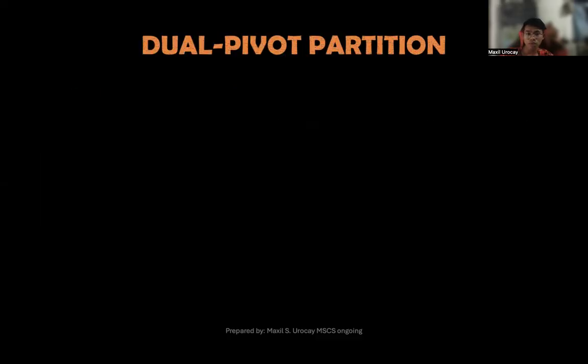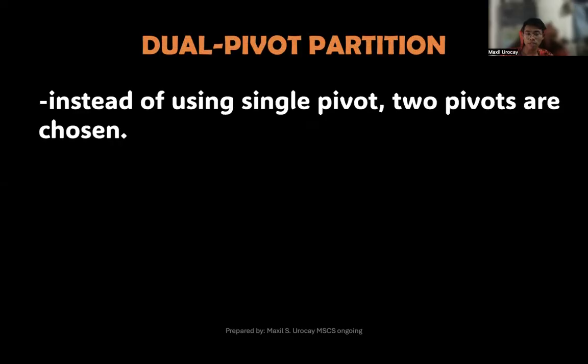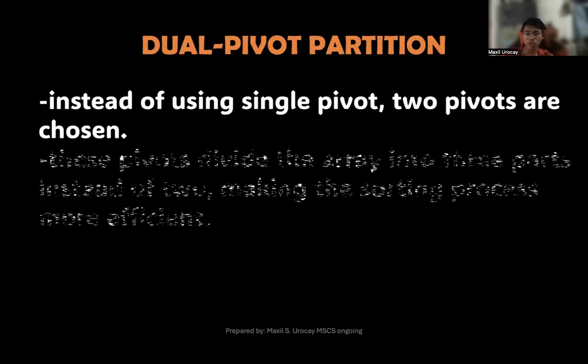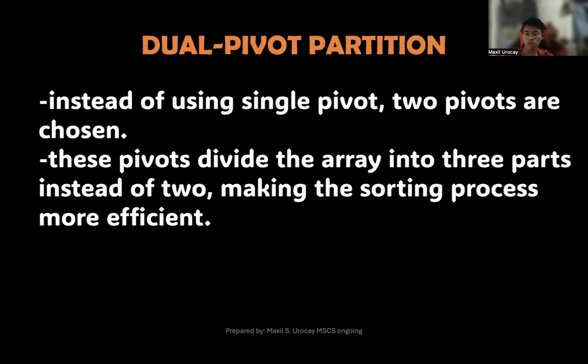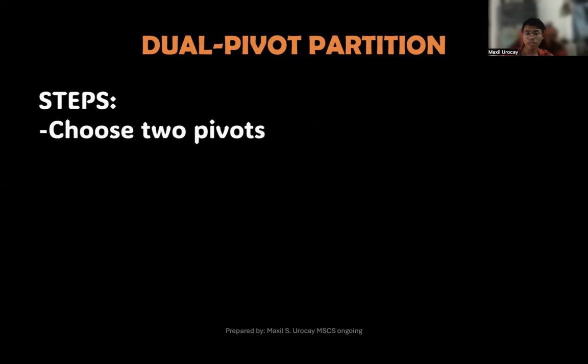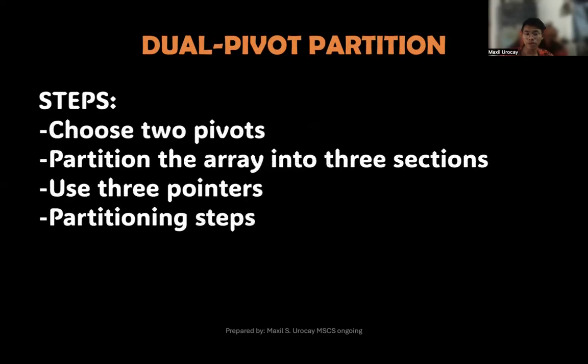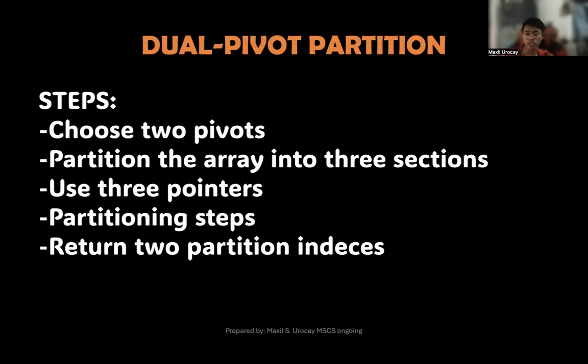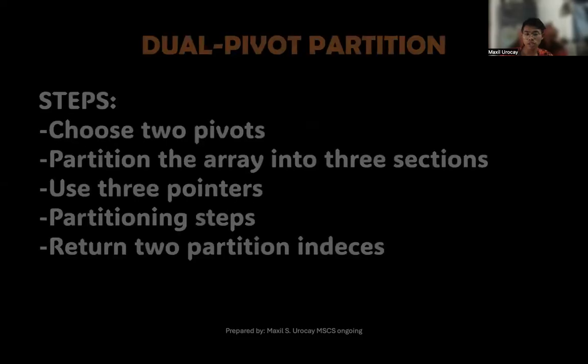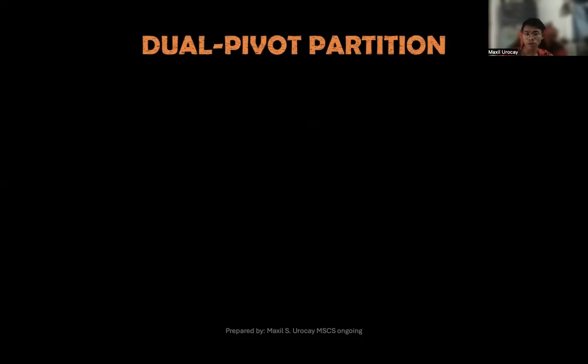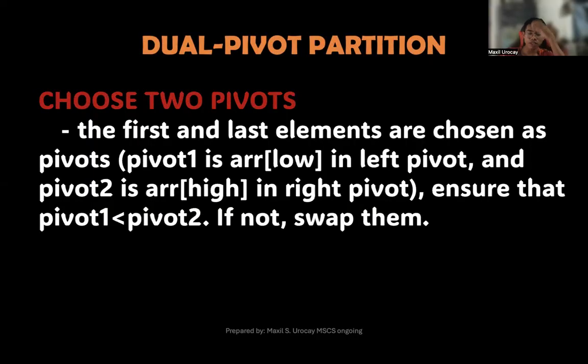So for this one, let me also give you the dual pivot. Instead of using a single pivot, two pivots are chosen. These pivots divide the array into 3 parts instead of 2, making the sorting process more efficient. So the steps are: choose two pivots, partition the array into 3 sections, use 3 pointers for the partitioning steps, and return 2 partition indices.